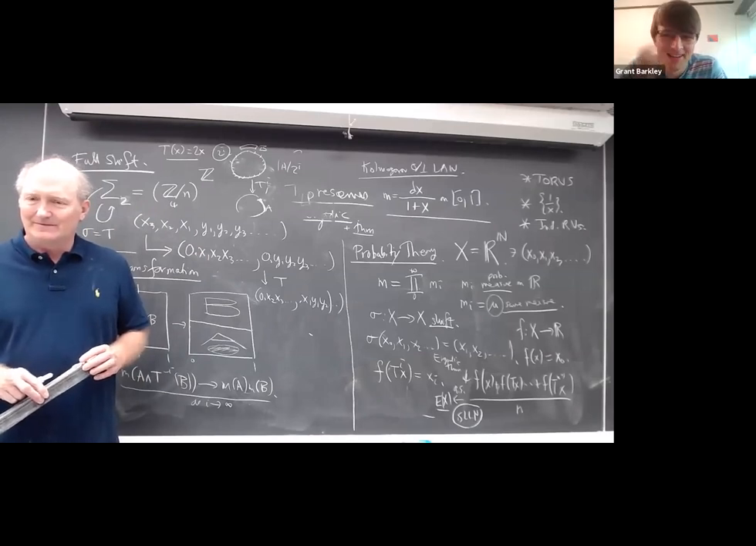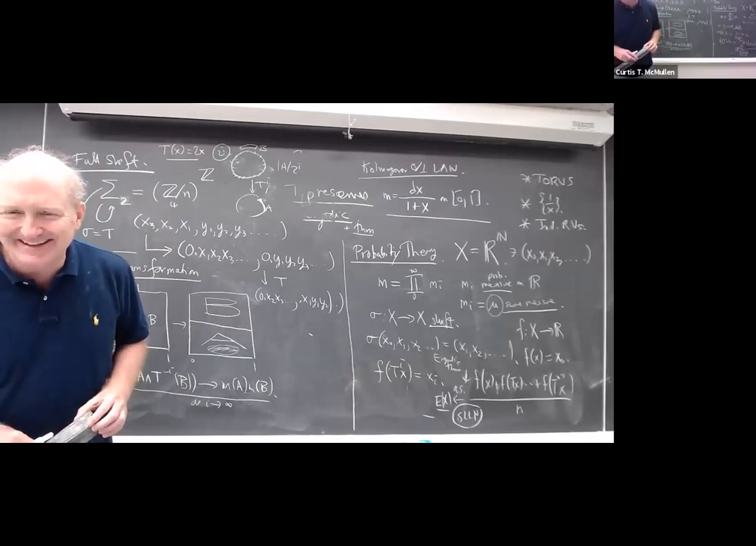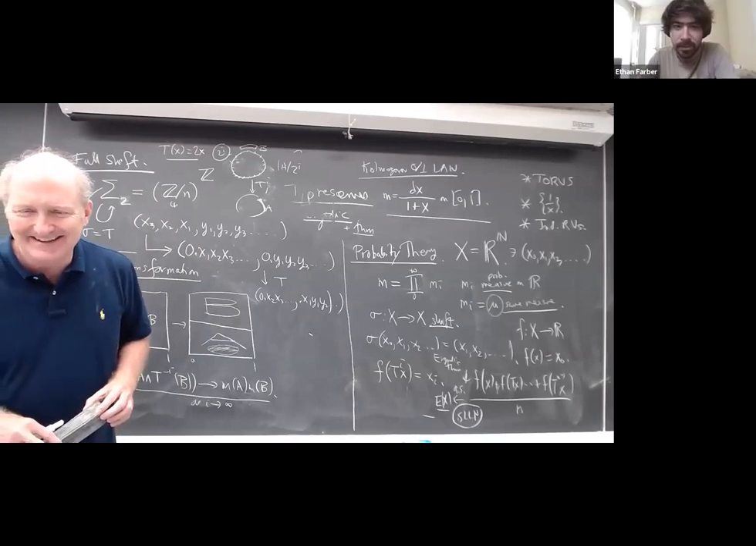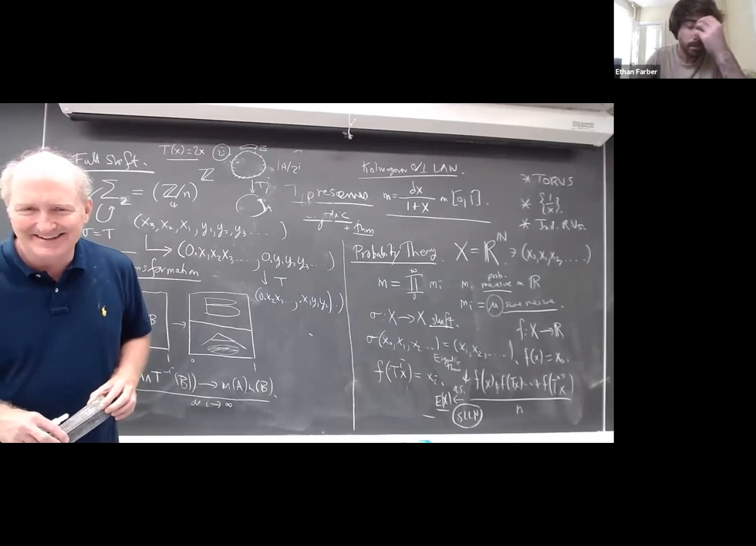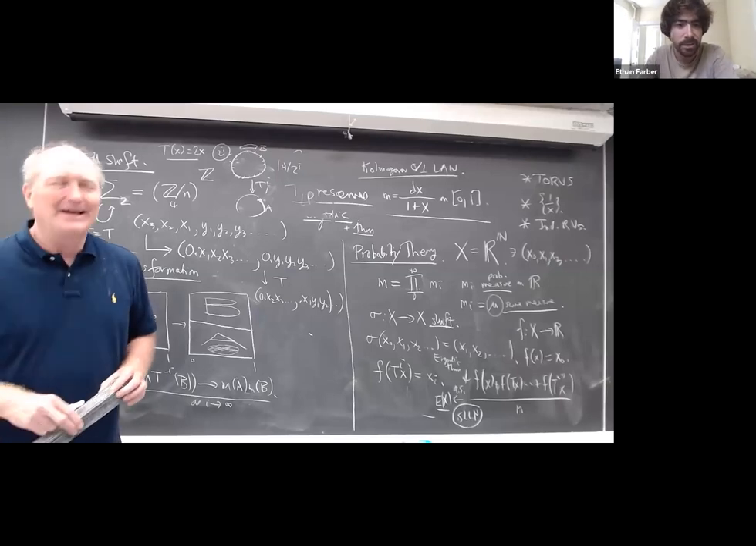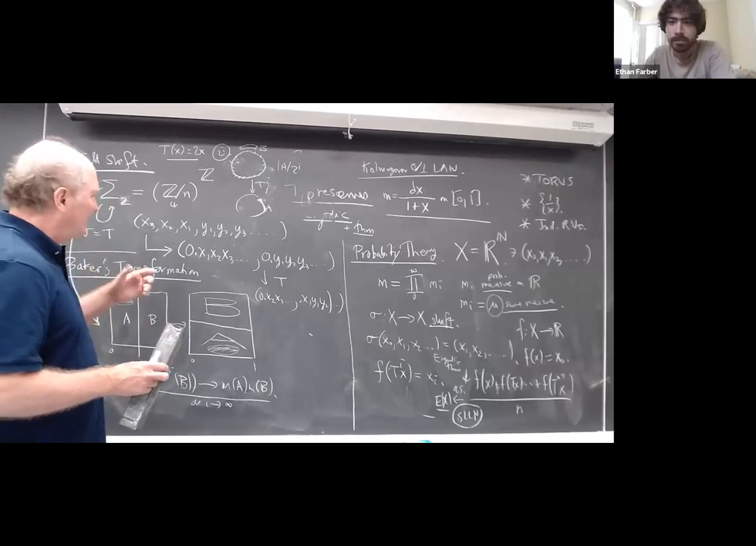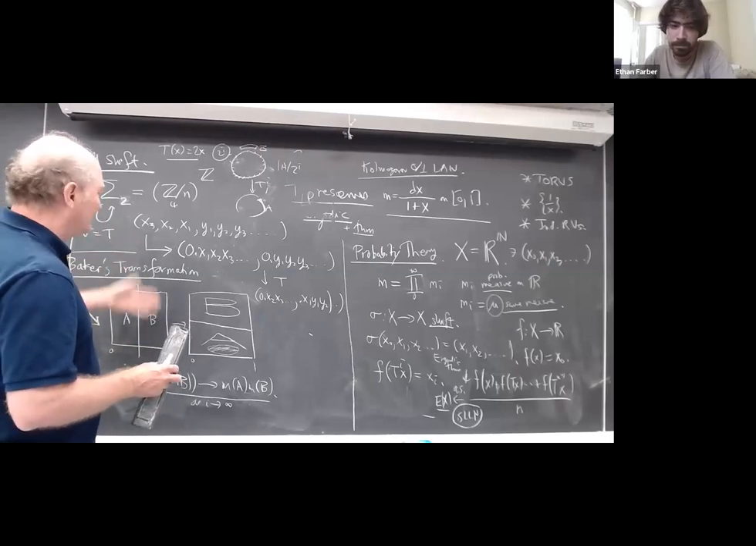I think I figured it out. Yes, Ethan. I was just going to say that for an isomorphism between measurable dynamical systems, we don't care about what happens on a set of measure zero. That's right. So there might be something sloppy here.